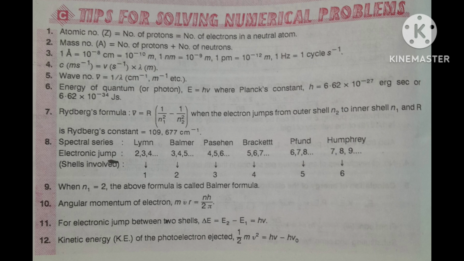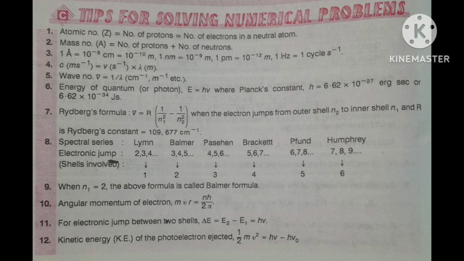Next, for electronic jump between two shells, delta E is equal to E2 minus E1. E2 is higher energy level, E1 is lower energy level. Energy level is also called orbit or shell. Then delta E is equal to E2 minus E1, that is equal to h nu.